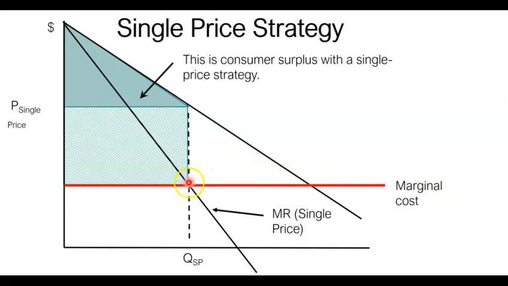So the firm is going to lower its price and add to its sales and add to its revenues, as illustrated by this line, up until this point here. At that point, it's going to charge the highest price that it can get, that price there, and that leaves the consumers with a certain amount of consumer surplus.